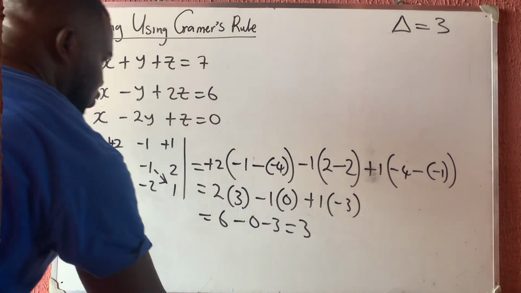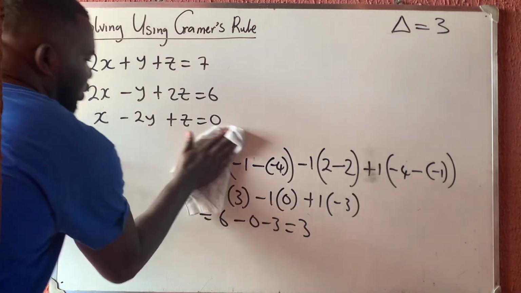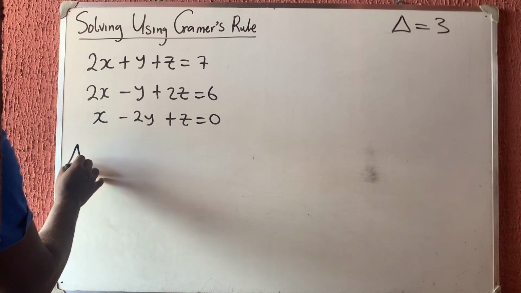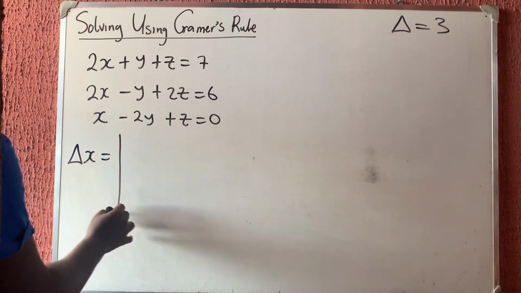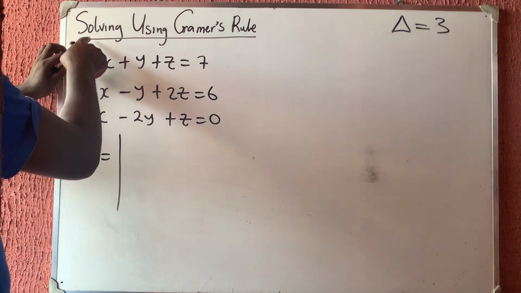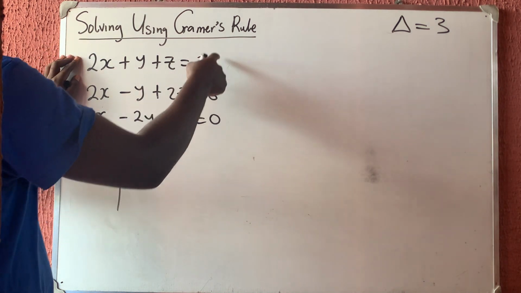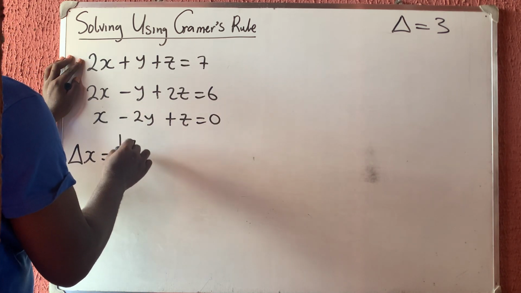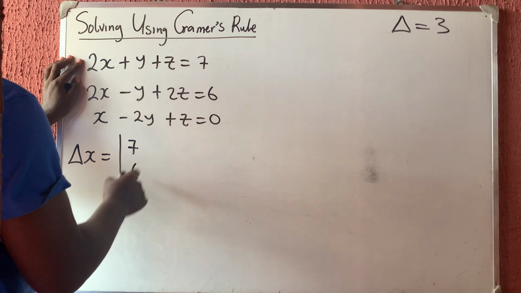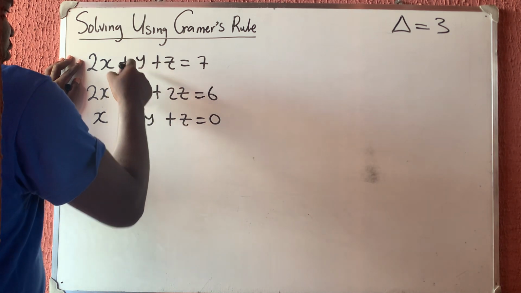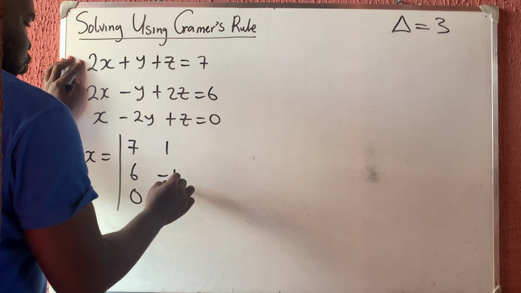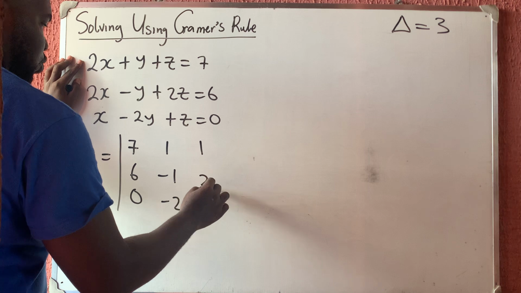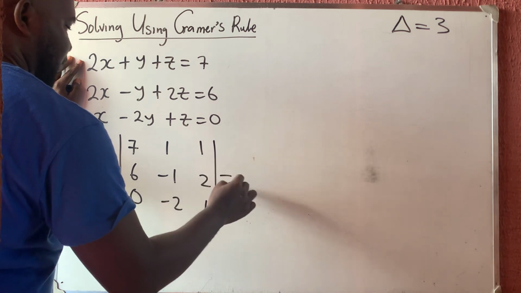Okay, so the next thing you do is change in x. Change in x simply means change your x. That's the name. Change your x. From the previous one we did, instead of writing the coefficient of x, I am going to change it using these people here. So instead of writing the side of x, I'll write 7, 6, and 0. So I'll now leave the rest. So for this one it is now 1, minus 1, minus 2. And then these people are what? 1, 2, and 1. So now let us find the determinant again.